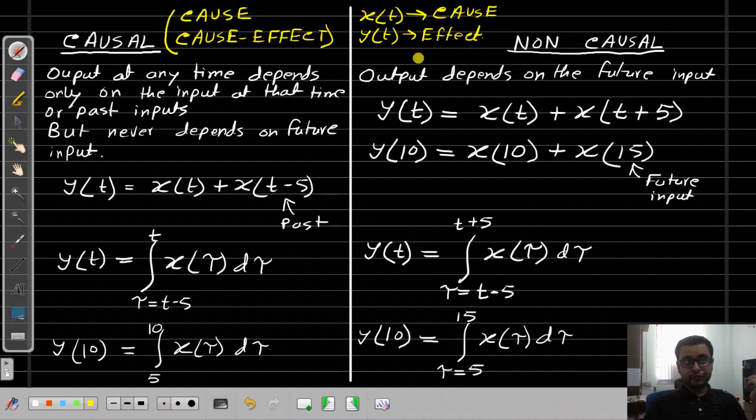Now if the effect depends on a future cause, which is funny, then we say the system is non-causal because it does not obey the cause and effect relationship. So a non-causal system does not obey the cause and effect relationship, that the cause must precede the effect, whereas a causal system obeys that relationship, that effects must come after the cause.